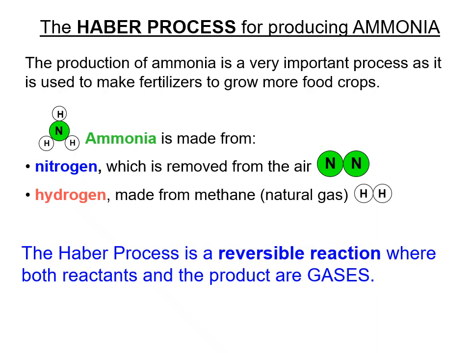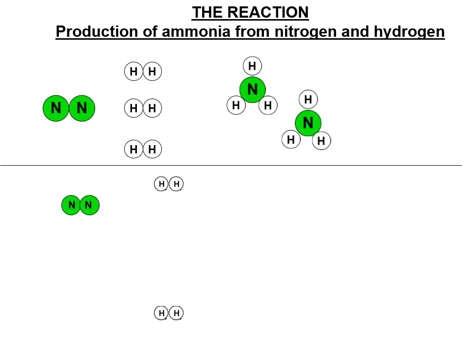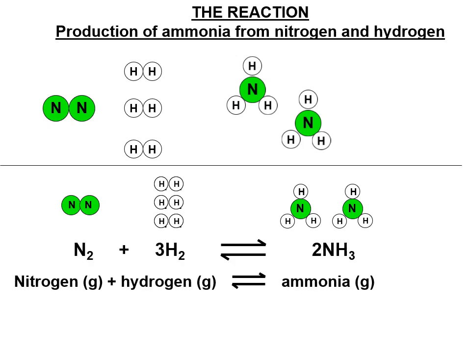The Haber process is a reversible reaction where both reactants and the products are gases. So here you have N2 plus 3H2 gives you 2NH3. Okay, so N2 plus 3H2, the reversible reaction symbol, gives you 2NH3. Nitrogen gas plus hydrogen gas gives you ammonia.